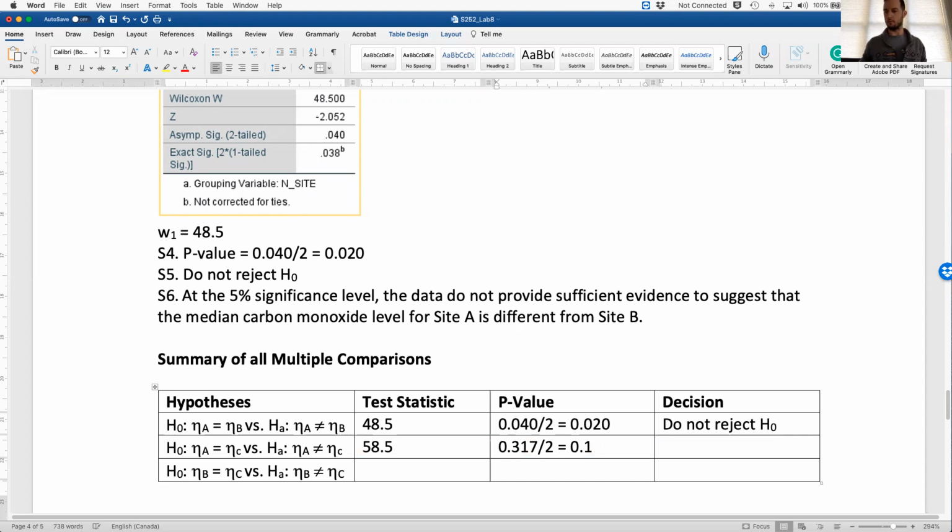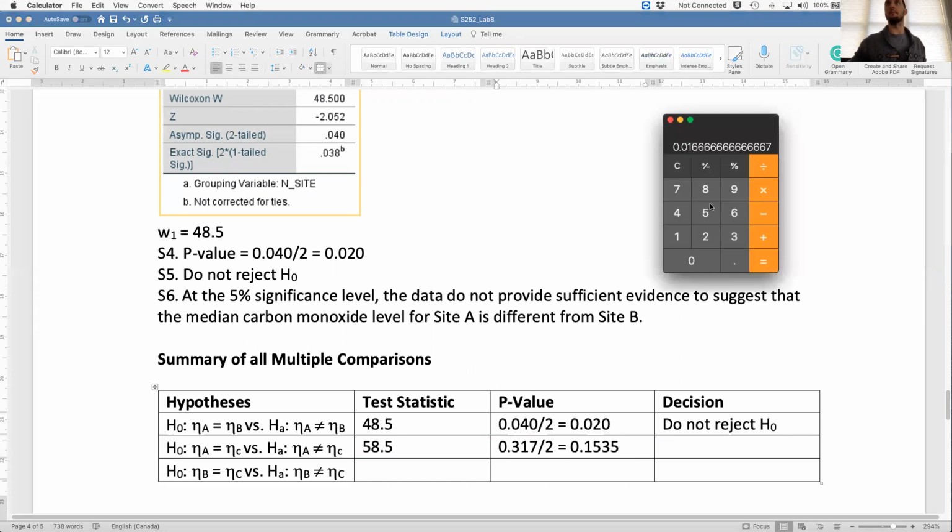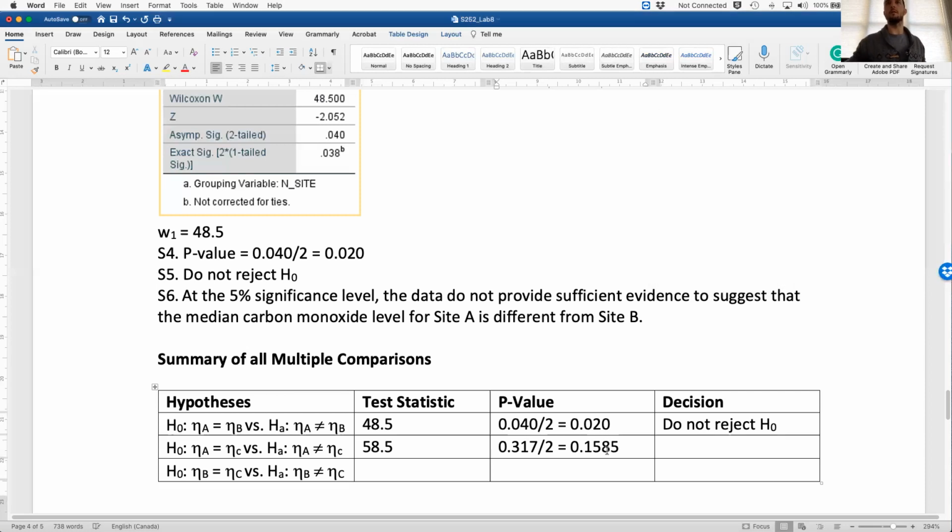No. I need to check that one. My brain isn't working anymore. 2 carry the 1, 2. This has to be. Yeah, I gotta check. 0.1585. There we go.